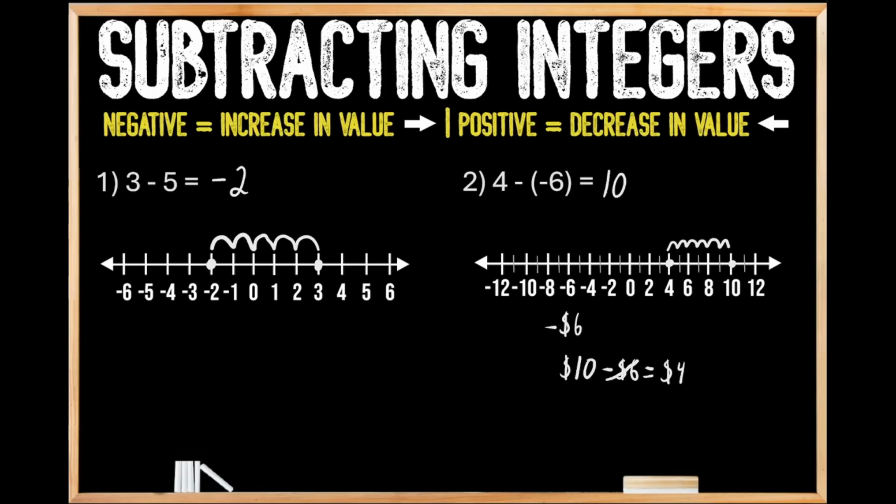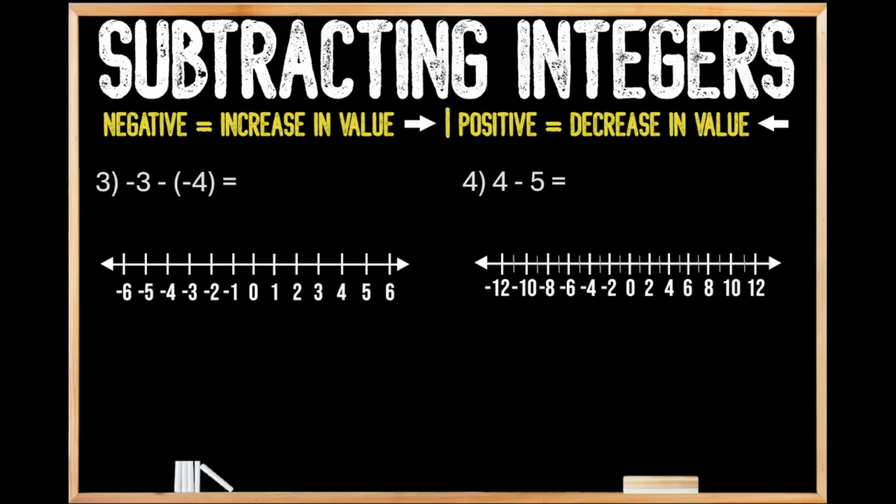Another way that we can think about taking away a negative integer is we can actually just add the opposite. So if we have 4 and then we're going to add the opposite, well, the opposite of -6 is a +6. So we can think of this as just adding 4 plus 6, which is going to give us 10 as well. So let's try a few more examples to make sure we have this down.